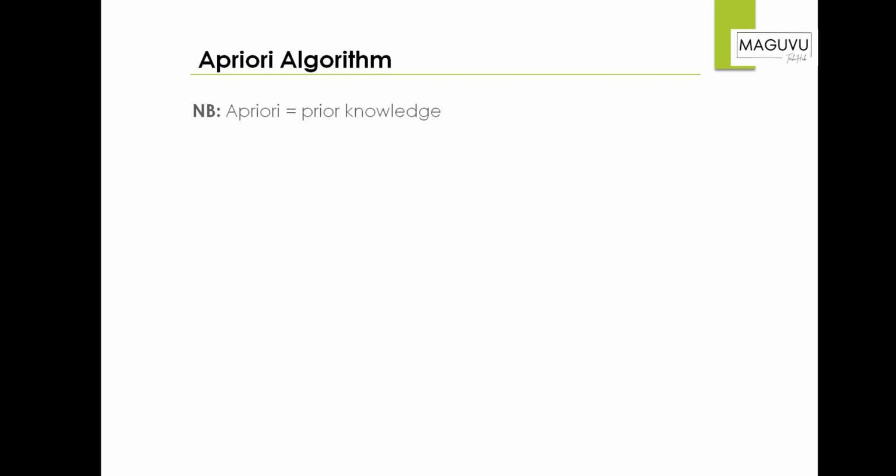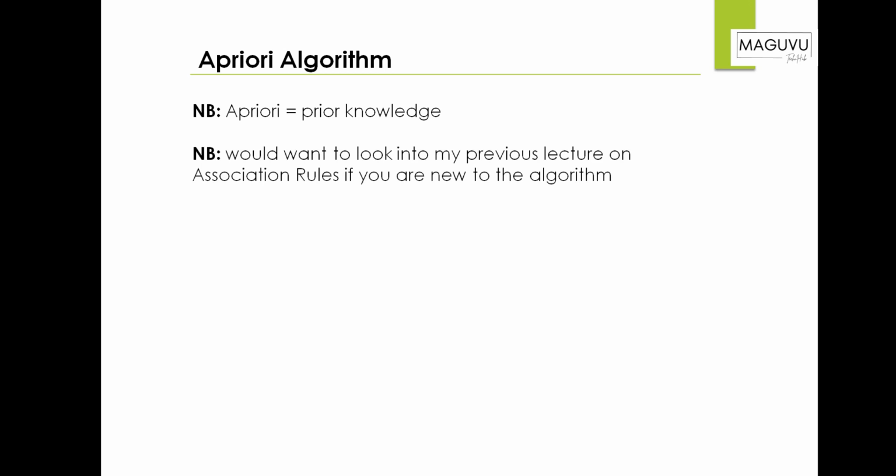When you come to think of the a priori algorithm, this is an association rule algorithm. Its main aim and objective is to come up with interesting relationships which are strong. The term a priori can be referred to as prior knowledge. For you to have a deep understanding of the a priori algorithm, I would encourage you to watch my previous recording on the association rules.